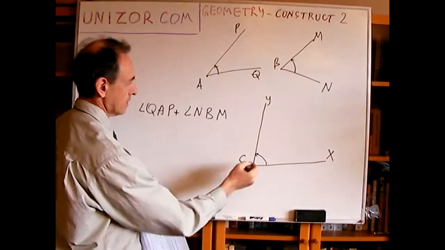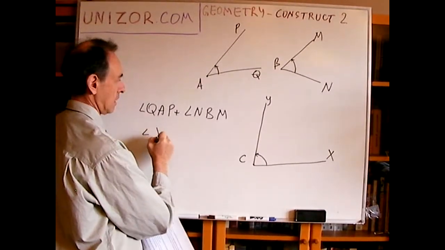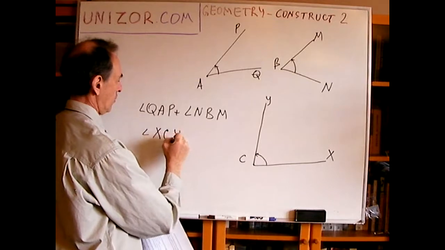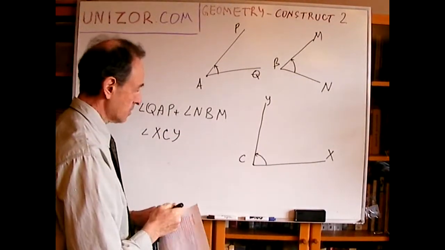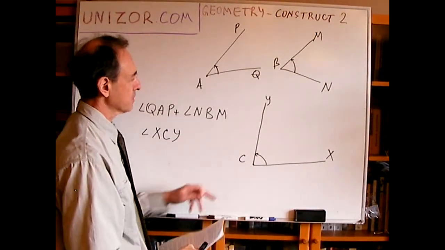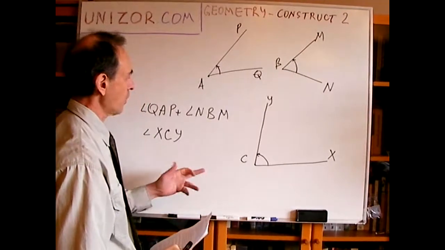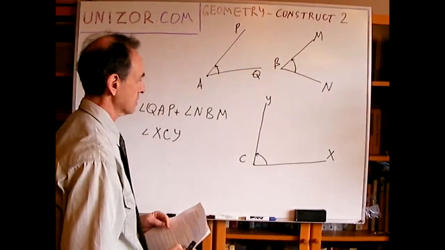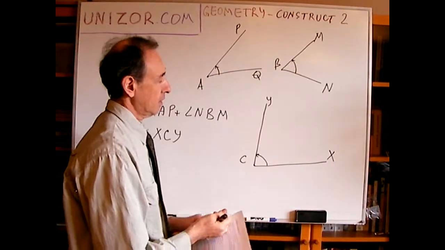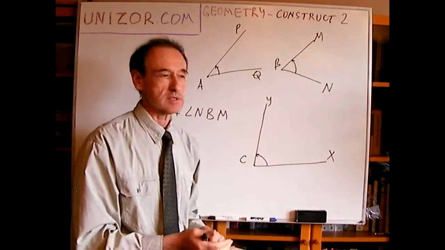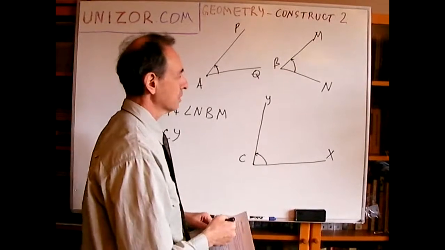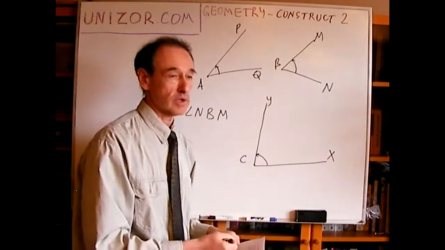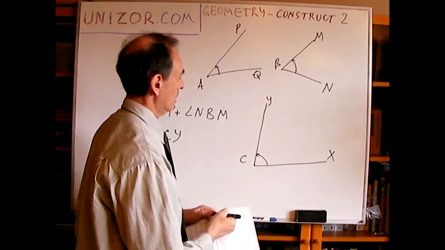So, this is angle XCY. The purpose of this construction problem is to construct CY in such a way that the measure of this angle is equal to the sum of these measures. Well, how to do it? Well, it's obvious. You know how to build an angle which is congruent to the given one.